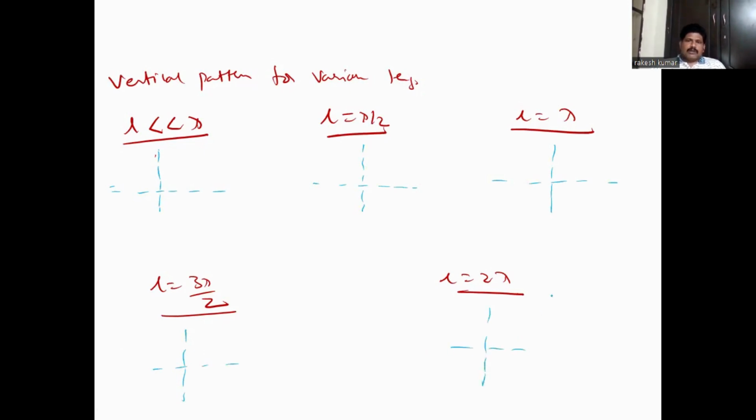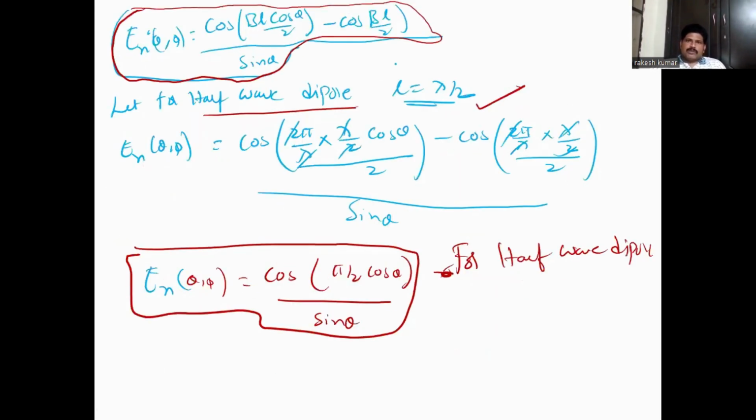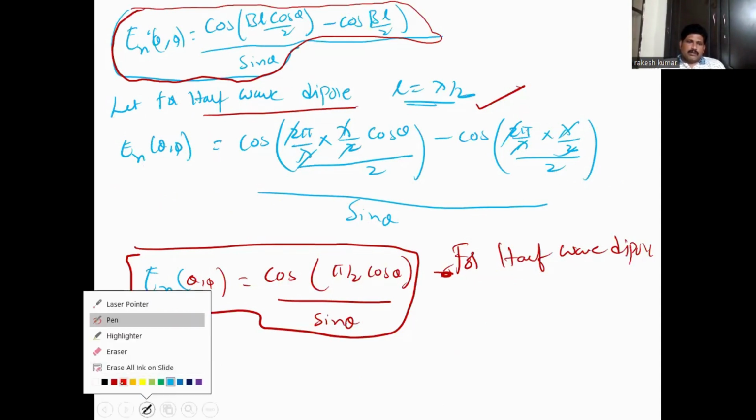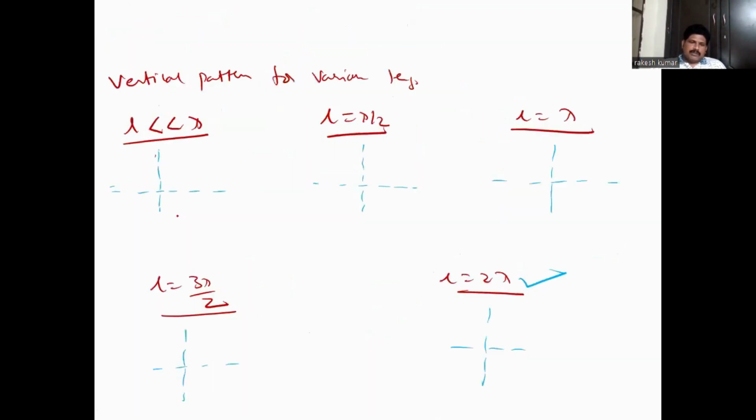For example, L is equal to lambda. What is the formula? In this expression, in the place of L, you simply substitute the value of L. Then you will get the equation, and from that you can easily draw the pattern. So once you try this, you get the pattern like this.